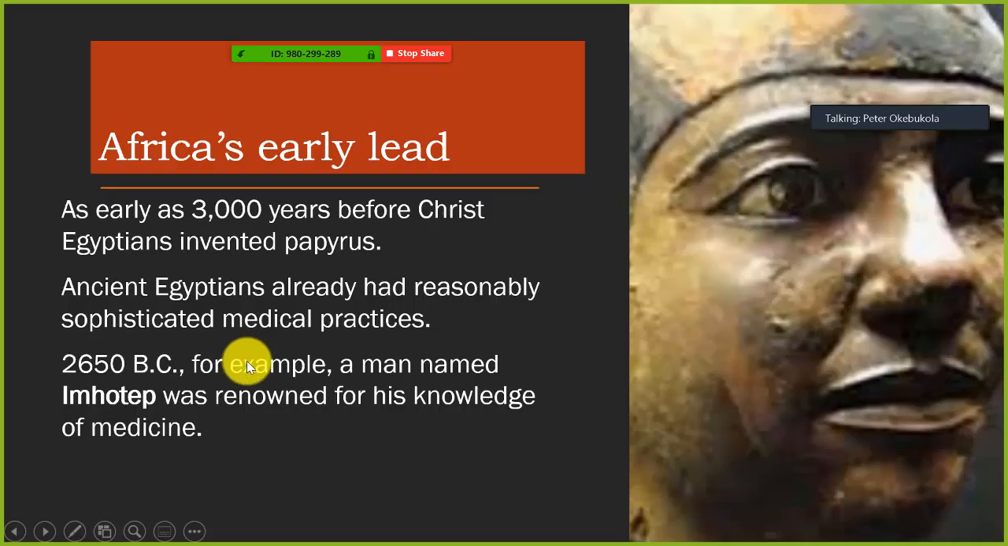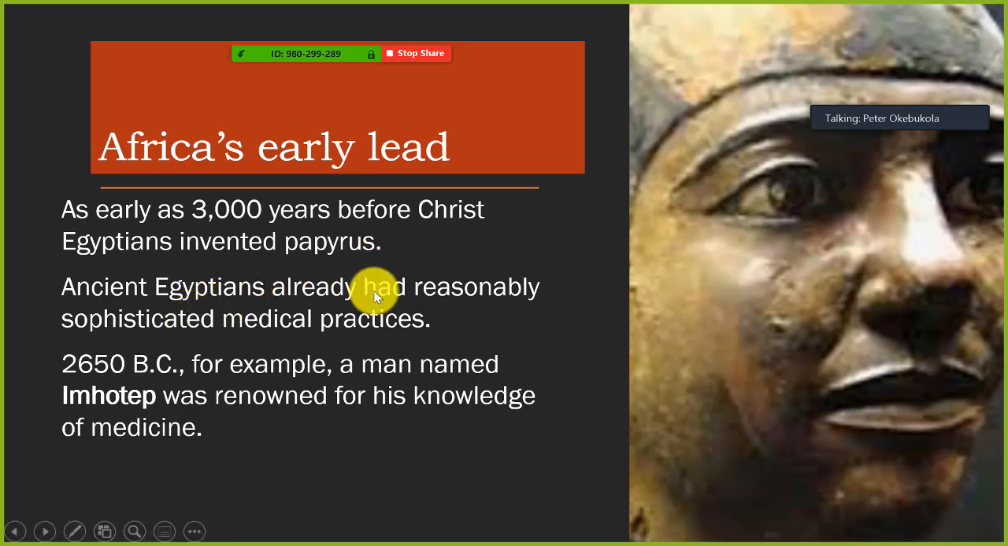We're happy to tell you that, and I'm sure many of us know, that Africa had a very early lead in science. About 3,000 years before Christ, the Egyptians invented papyrus. You know, before that time, you had the Mesopotamia, they were writing things on stones. So to carry a message from me to some other place, I didn't have to carry stones. But the Egyptians invented papyrus from the reeds, and it was a great invention at that time.